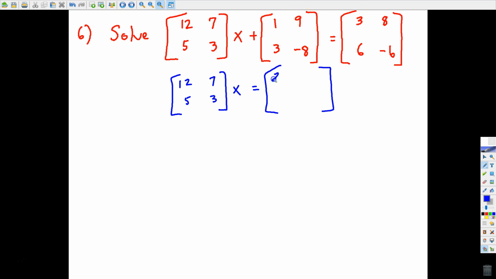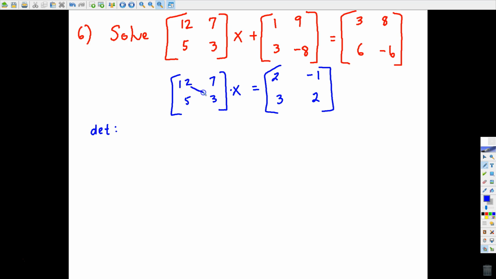3 minus 1 is 2. 8 minus 9 is negative 1. 6 minus 3 is 3. And negative 6 minus negative 8 is 2. Now I'm ready to find the inverse, if it exists, of this matrix being multiplied by my unknown matrix that I'm solving for. And to find the inverse, it starts with identifying the determinant, because it could be that the matrix doesn't have an inverse. If the determinant is 0, then an inverse doesn't exist, and so there is no solution. So here's how I find the determinant.